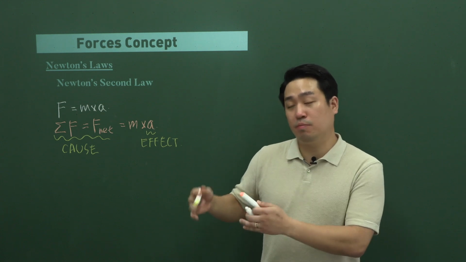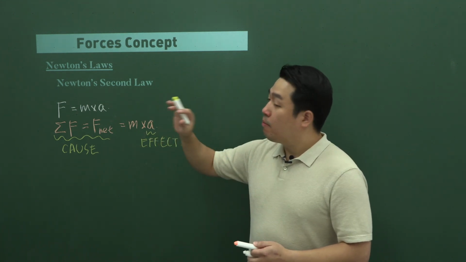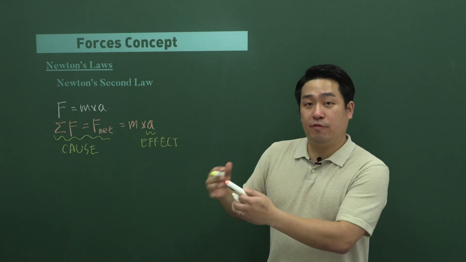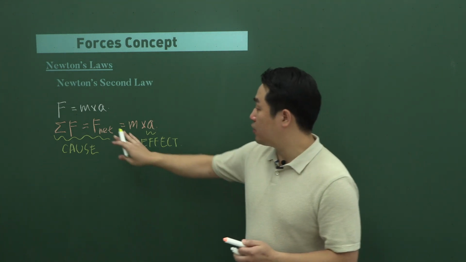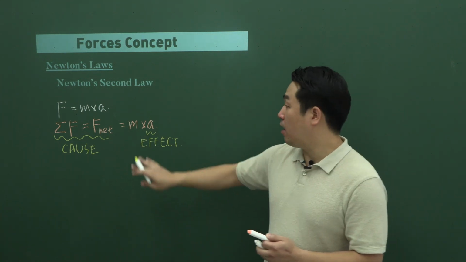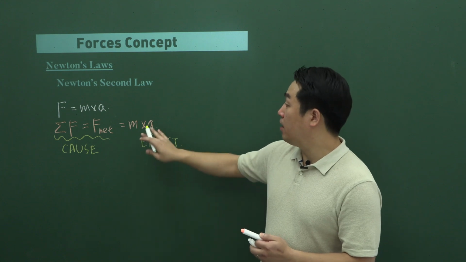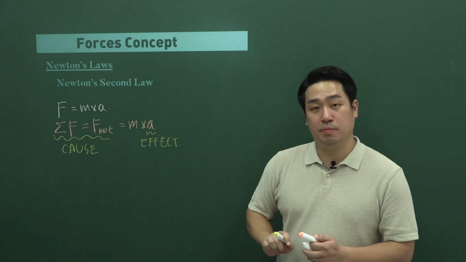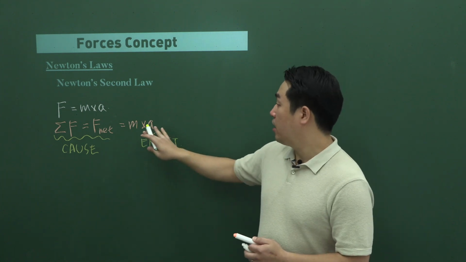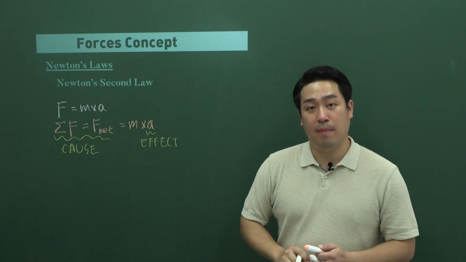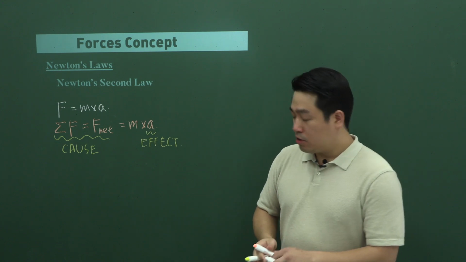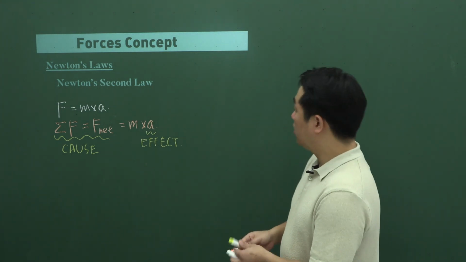Okay? There may be multiple forces acting on an object, but all those different causes combined together will have a certain net effect on that object with mass m, and as a result, the object will experience an acceleration equal to that magnitude. Okay? So taking a simple example could look like this.